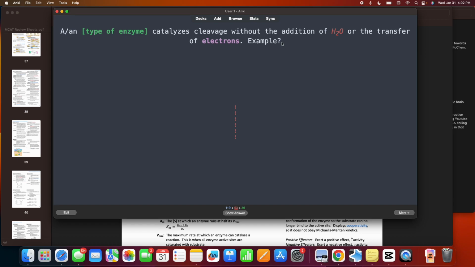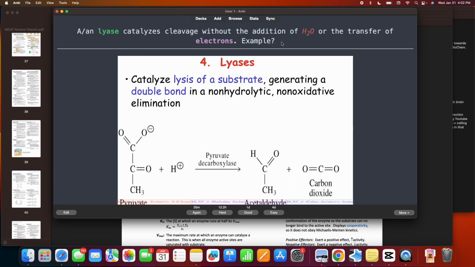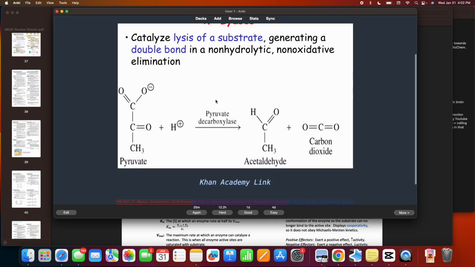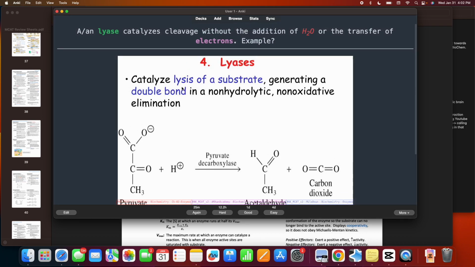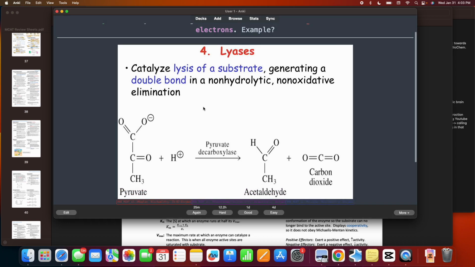So yeah, for this I think it's, okay, this is pyruvate decarboxylase. It turns pyruvate into acetaldehyde, catalyzing lysis of a substrate, generating a double bond in a non-hydrolytic, non-oxidative elimination. Not oxidative or hydrolytic, so non-hydrolytic, non-oxidative elimination, and generating a double bond.